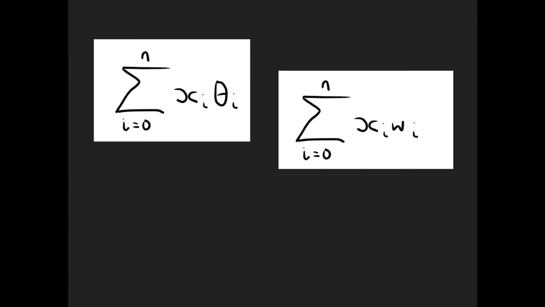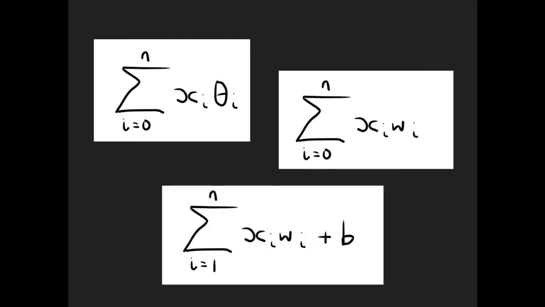And again, I've used the little Greek letter theta there as well as the w, just to show you that when you come across it in literature, it might be written in different ways. Sometimes the bias is included in this sum, and you might just call the x value for that 1, and the weight is the bias term, or sometimes you might see it separately.